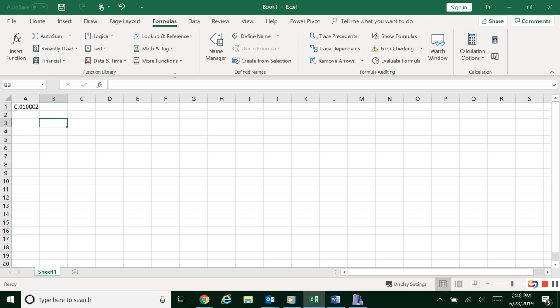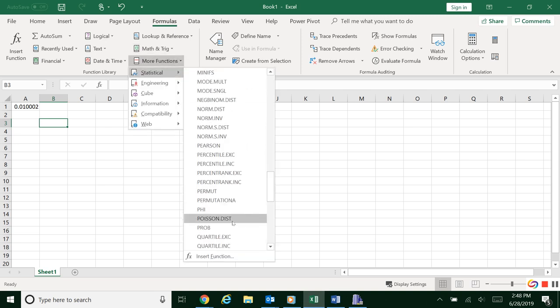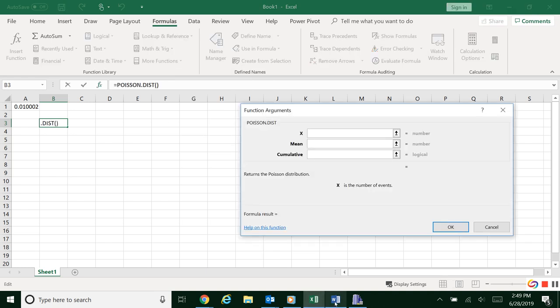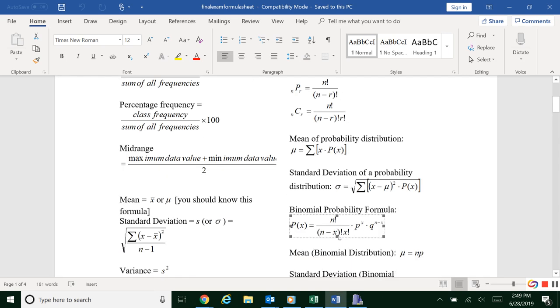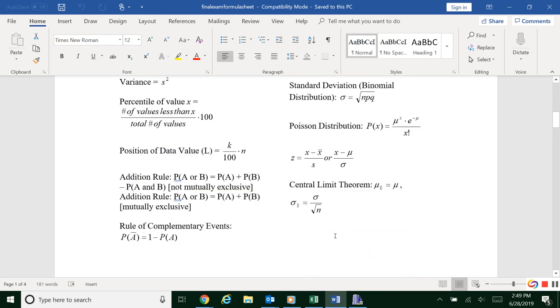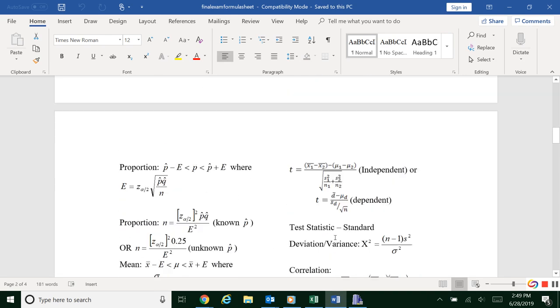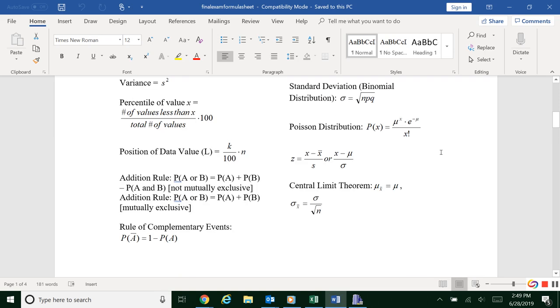So I'm going to open up this. I'm going to go to formulas, more functions, statistical, and I'm going to go down to Poisson. Now there is a formula for it. Let me find it. It's on here somewhere. Might be on the second page. Oh, right here. I'm looking past it.